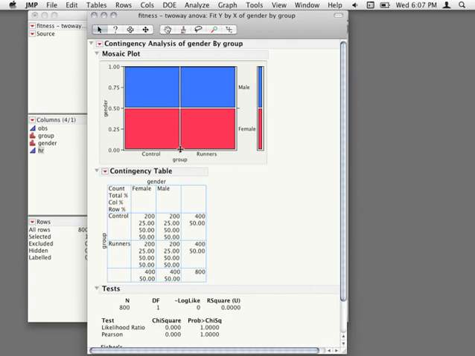And the widths of these two bins here also tell us our marginals for the group membership, so we can see that they're equivalent there as well. So mosaic plots are really neat ways of displaying things quickly.